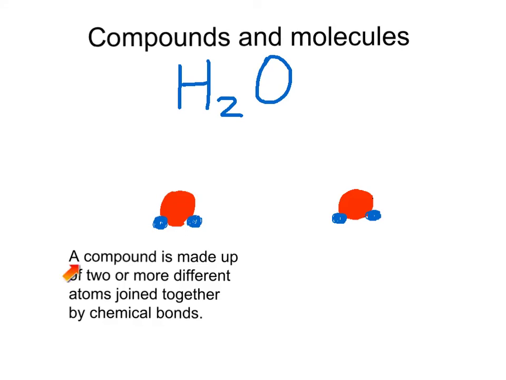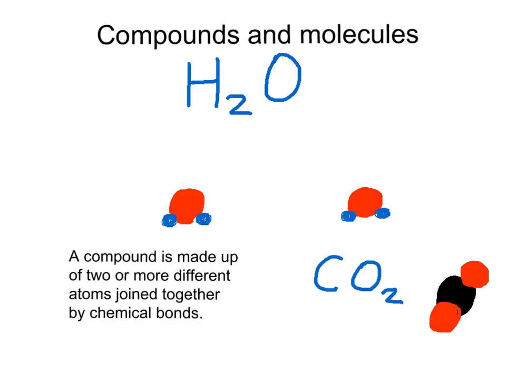So just to put that in writing, a compound is made of 2 or more different atoms joined together by chemical bonds. One example is water, another example would be carbon dioxide, which has 1 carbon and 2 oxygen atoms joined together by chemical bonds. This is how I could draw a picture of carbon dioxide with 1 carbon shown in black and 2 oxygens. And these units, here for water and here for carbon dioxide, are called molecules. So we can think of molecules as being made up of 2 or more atoms joined together by chemical bonds.